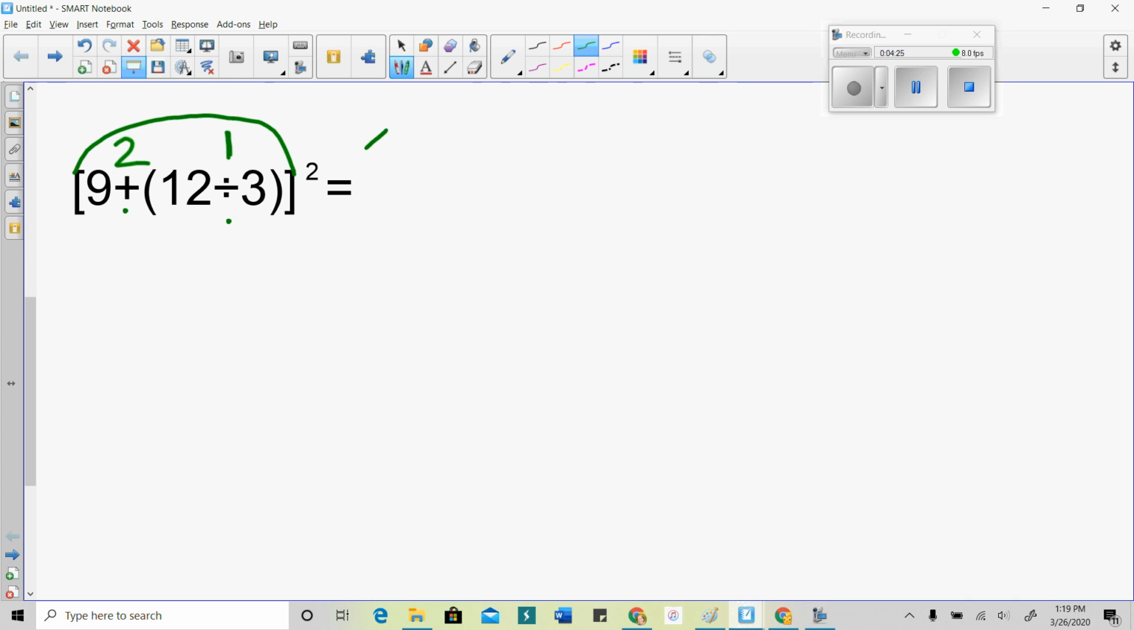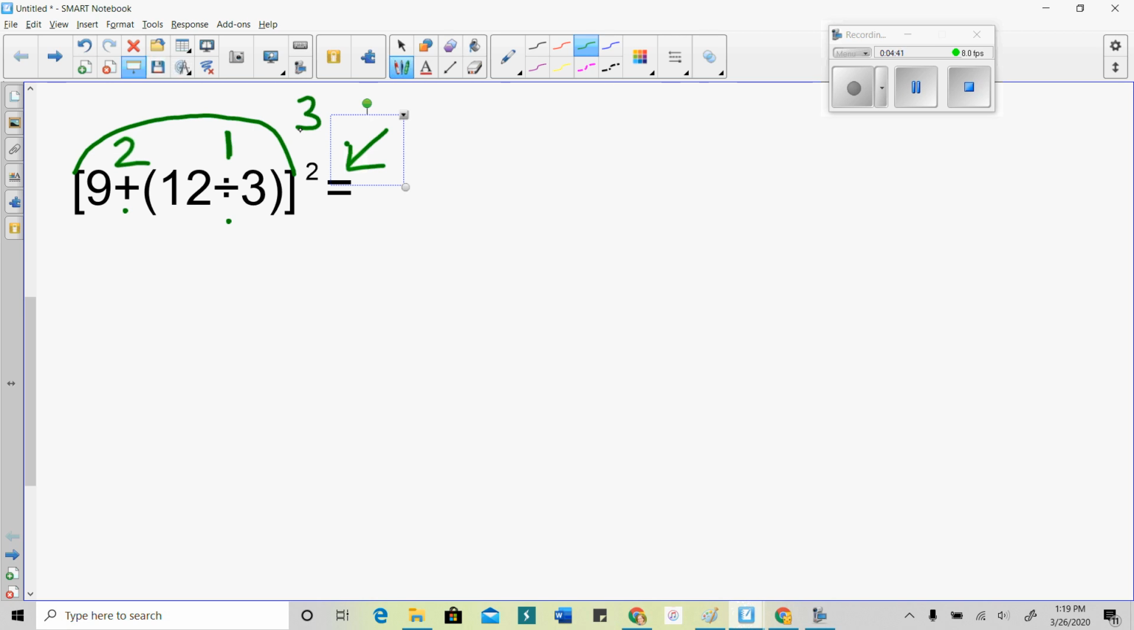Now my last step, this little bitty 2 on the outside, that's my exponent. So that's going to be my third step. Now that exponent is on the outside of the bracket, meaning I have to solve for everything in the bracket before I use my exponent.